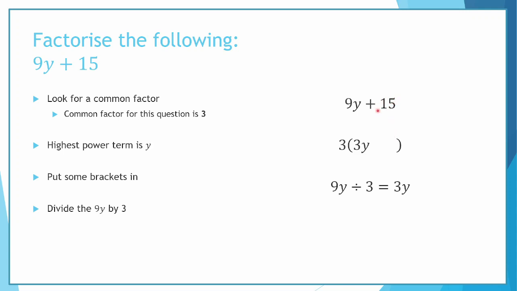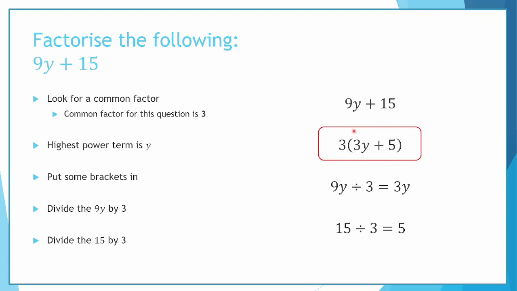Then we're going to do the same thing for our 15. So we're going to do 15 divided by our common factor of 3. So that's going to give us 15 divided by 3, which gives us 5. And that's the other term in our bracket. So this is our answer here. So this is the answer to factorise the following: 9y plus 15.